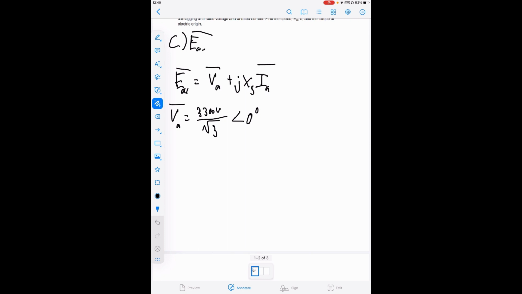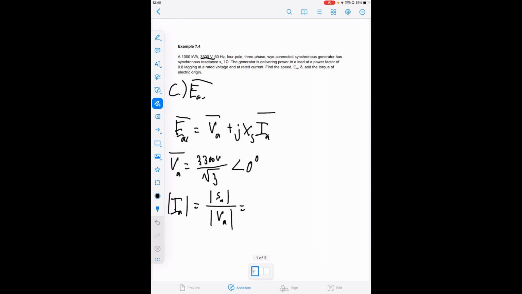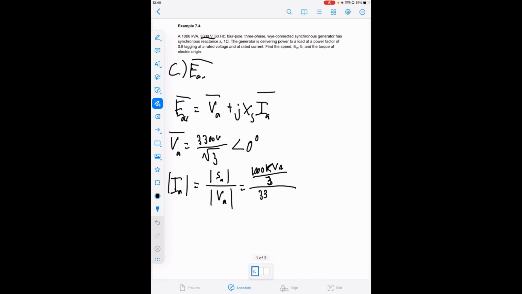And then IA, again, just like in three-phase power from earlier in the semester, we can find the magnitude of it using this relationship. I is equal to S over V, the magnitudes. And then the magnitude of S is going to be the total 1000 kVA divided by 3. And then, as we just said, the magnitude of VA is going to be 3300 divided by the square root of 3. So IA has a magnitude of 174.95.